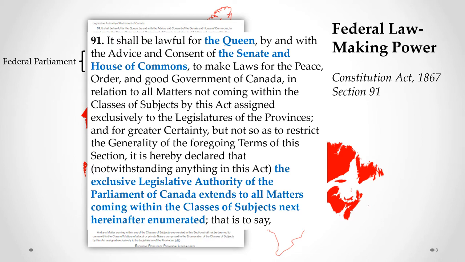The other part of Section 91 I wanted to point out to you is the wording at the very end, which says the exclusive legislative authority of the Parliament of Canada extends to all matters coming within the classes of subjects next hereinafter enumerated. So that's just very fancy language, essentially saying that here below there's a list of subject matter that constitutes the powers of the federal parliament.